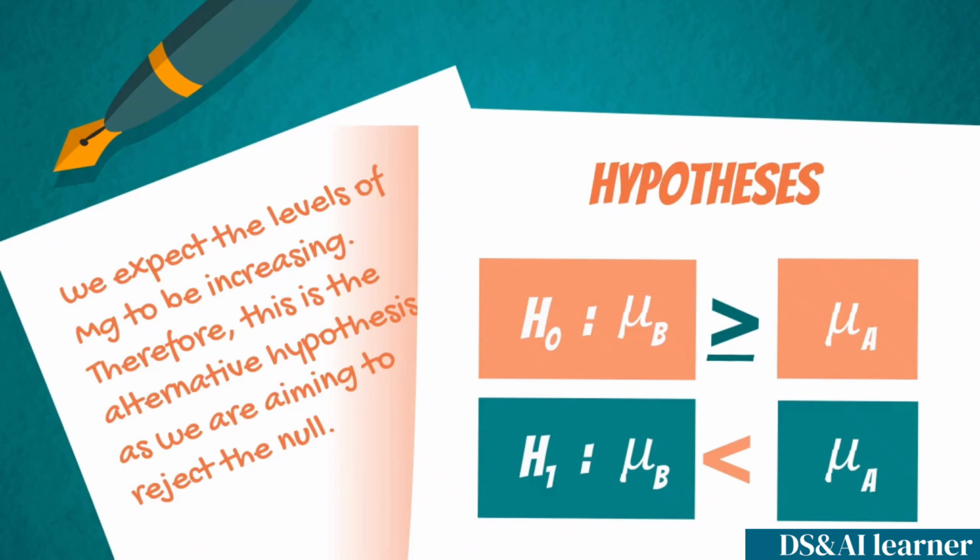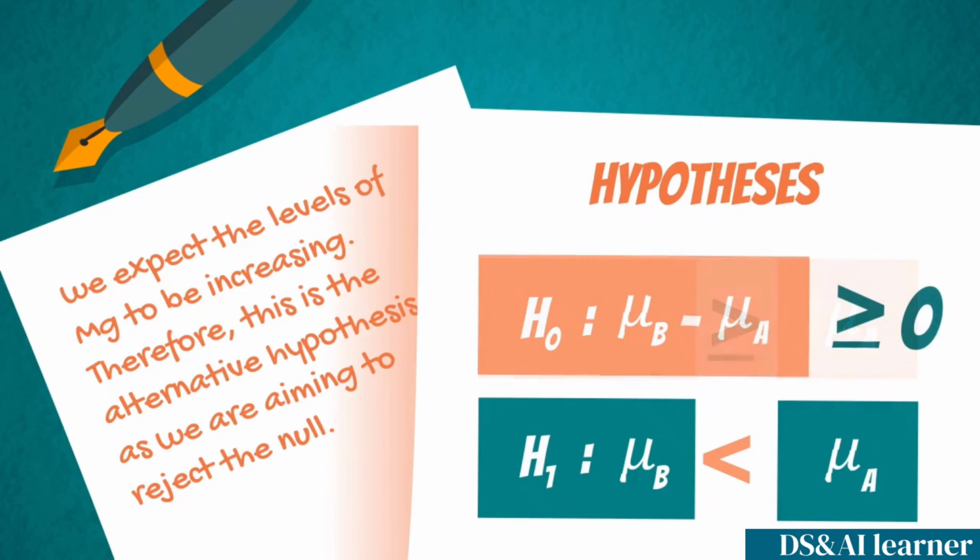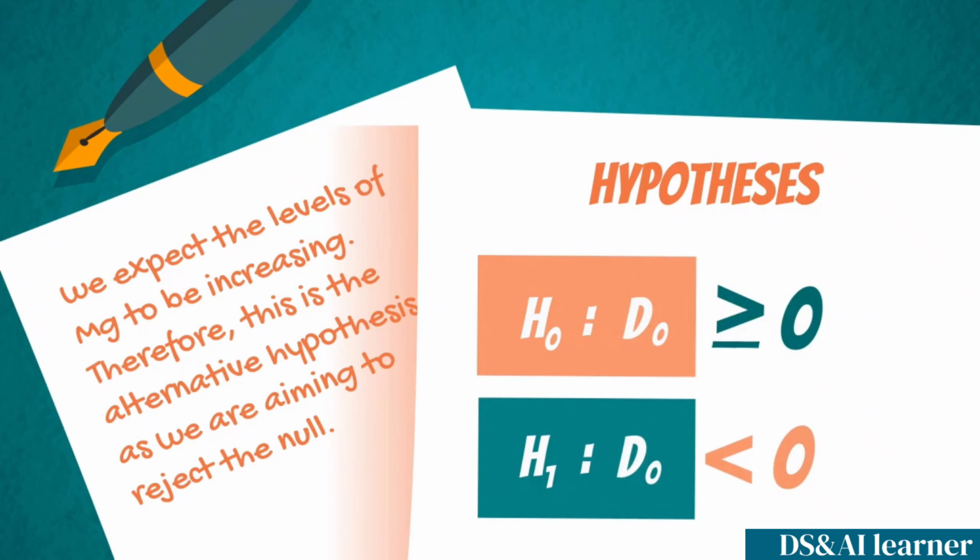Okay, let's reorder a bit. H0 is mu before, which is equal or higher than mu after. This is equivalent to mu before minus mu after is equal to 0 or positive. We can substitute this with capital D0. It stands for the hypothesized population mean difference. So, we restate our hypotheses using D for simplicity.